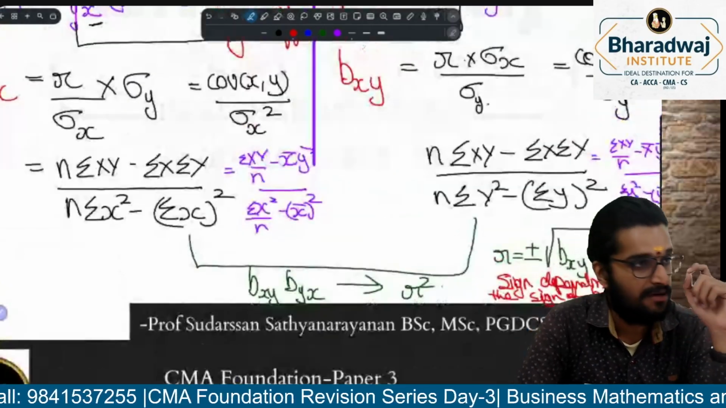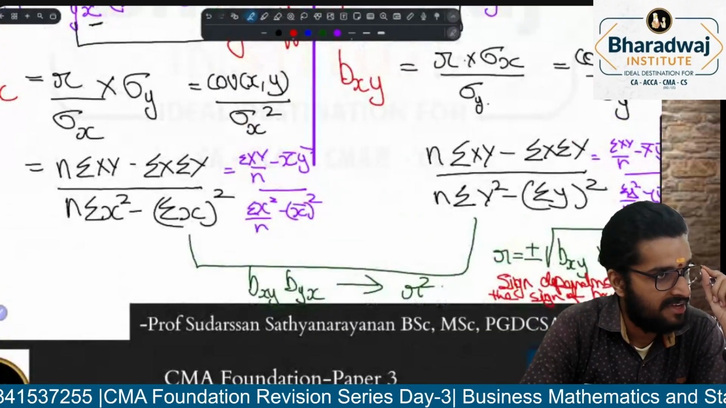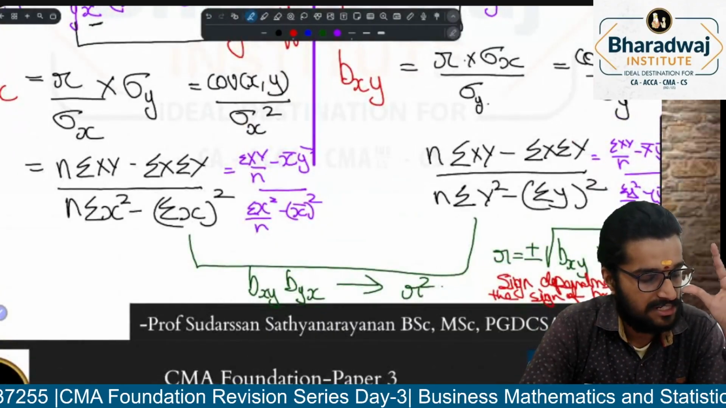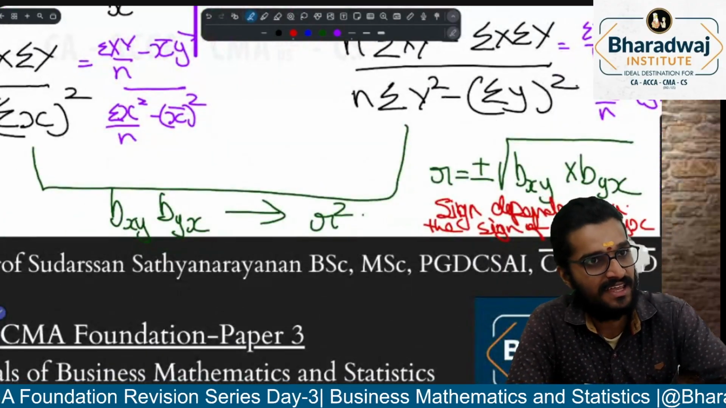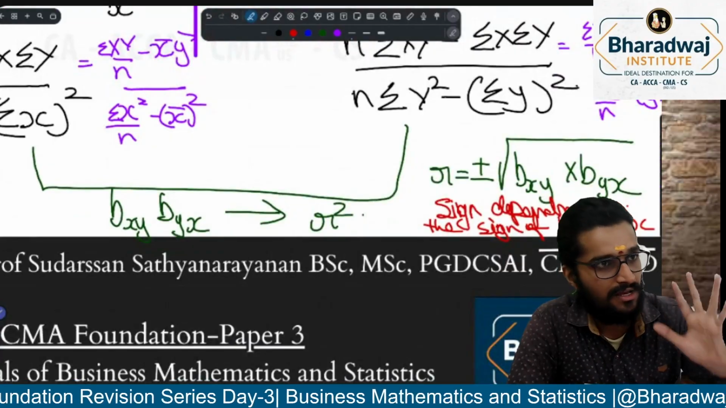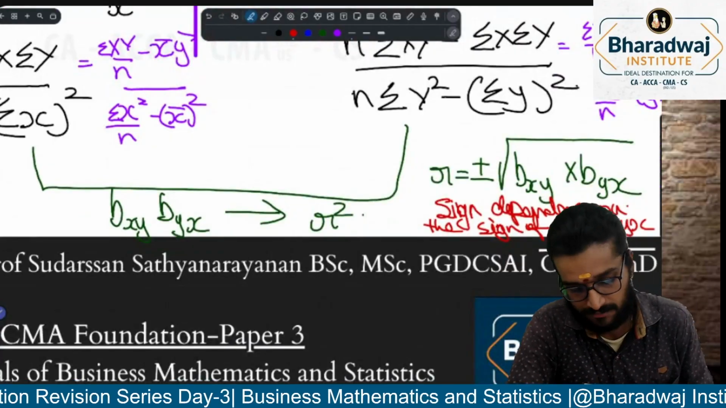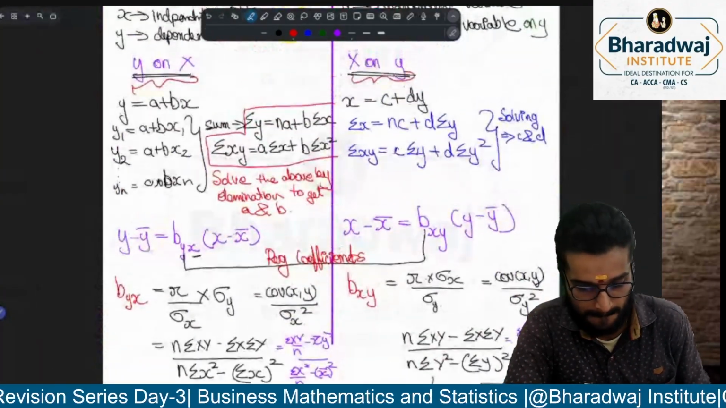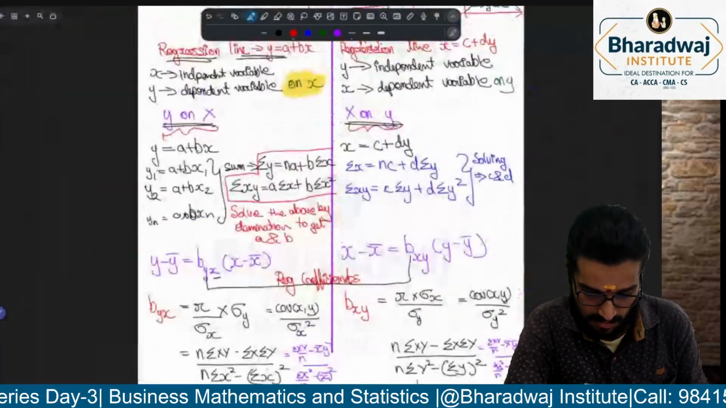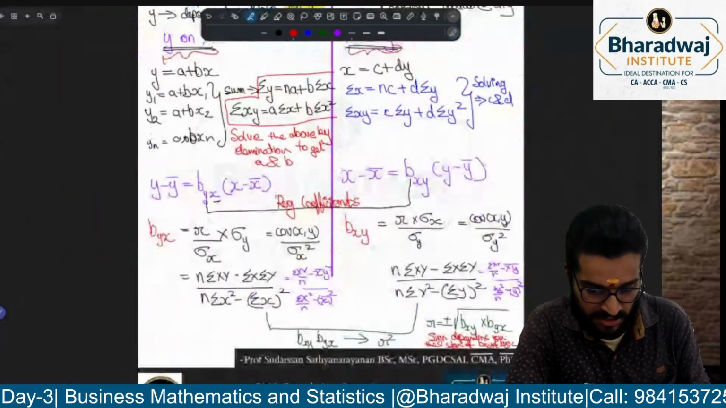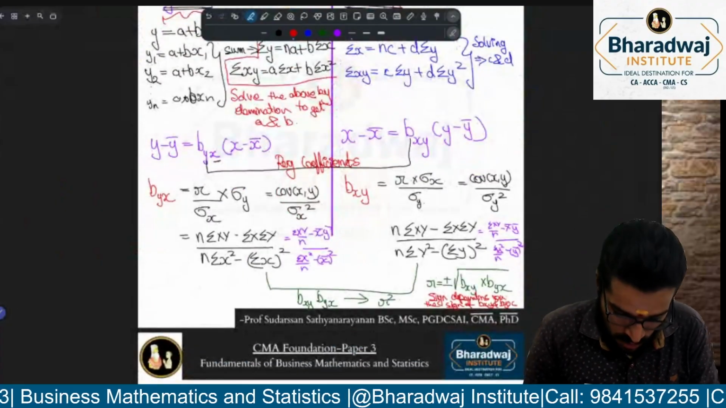As I mentioned earlier, both of the regression coefficients will have the same sign. In such a case, that sign can be adopted to tell what the correlation is. Entire regression in one page. Enough. In regression, the concepts are over.